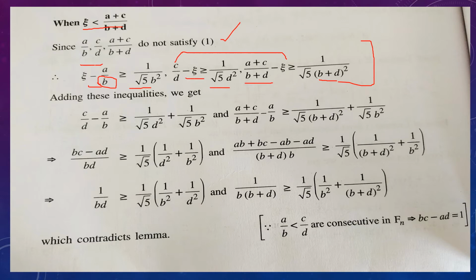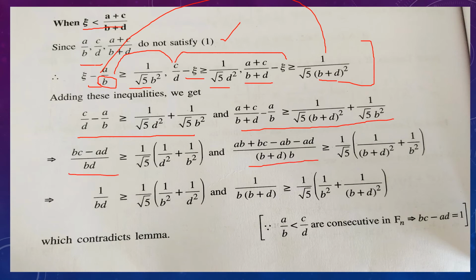Now we will add these inequalities. First of all, add these two inequalities, and we will get this thing. Then add the number one equation with this inequality, and we will get this thing. Taking the LCM, we get this one. We know that if these are consecutive Farey fractions, then bc minus ad is equal to 1. So I get this equation.